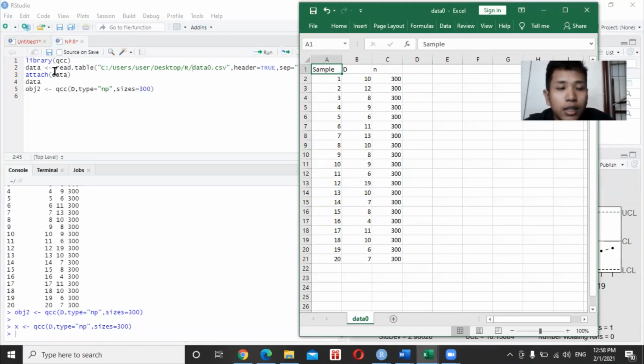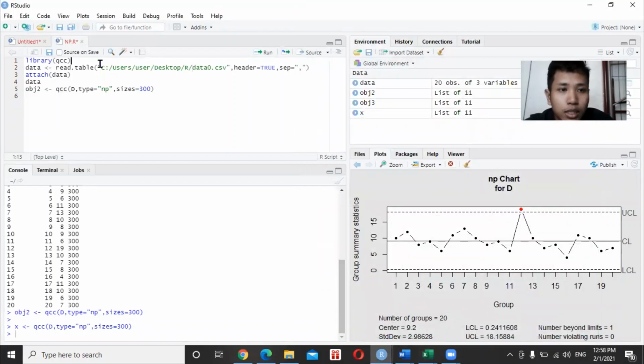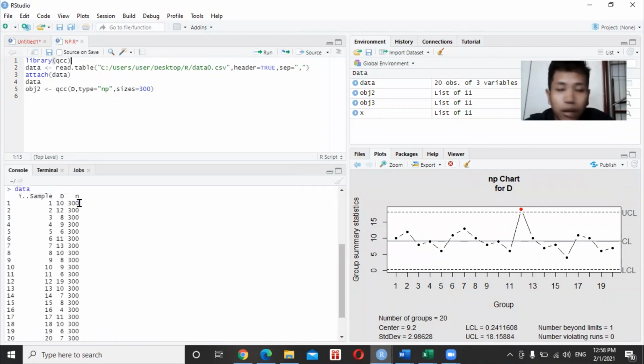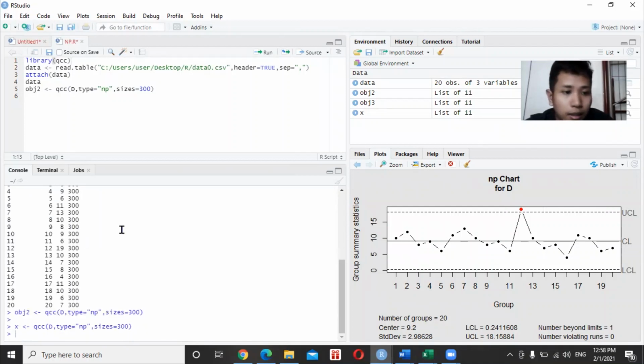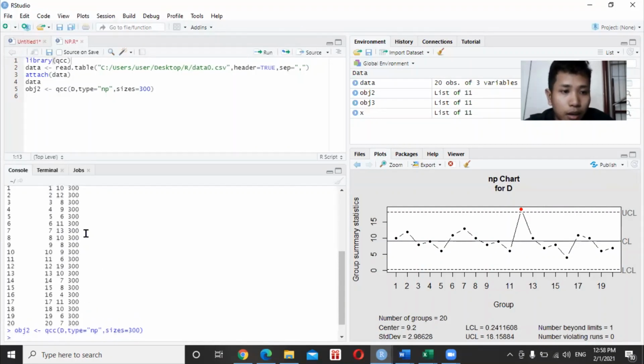In RStudio, I used the read.table function to read this Excel table that I've done. This is the path to that Excel file. Then you attach the data, do the data function again, and the data will appear in the R console. This is the same as in the question and in the Excel. We just make it appear in the R console.